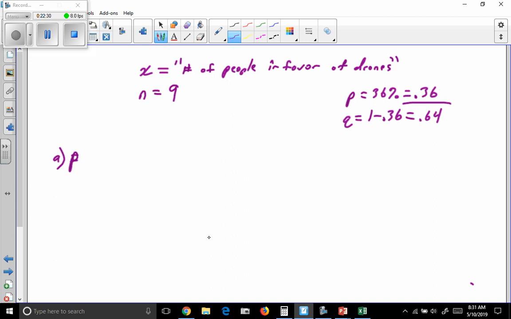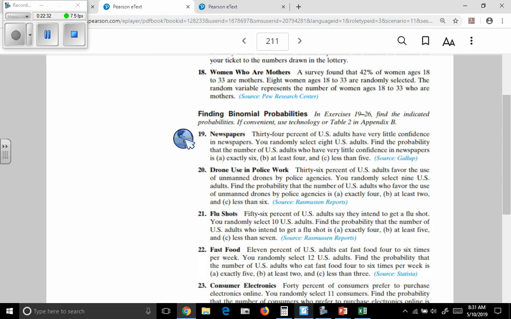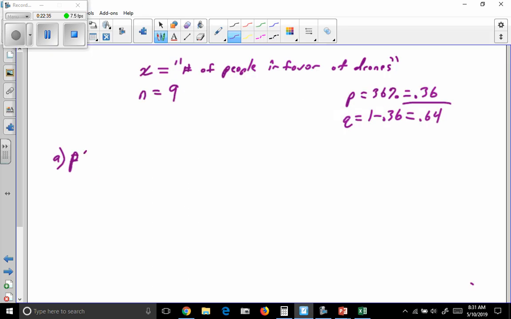What is the probability that exactly 4 people are in favor of drones? So that's the probability that X is exactly 4. Out of 9 people, we're choosing 4 that are in favor. Our probability of success is 0.36. Remember, our exponent is how many successes we're going to have. The exponent for Q is how many failures we're going to have.